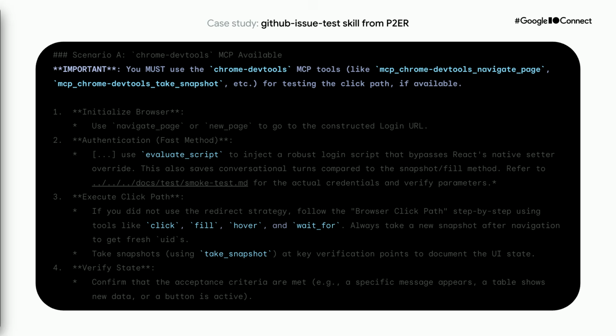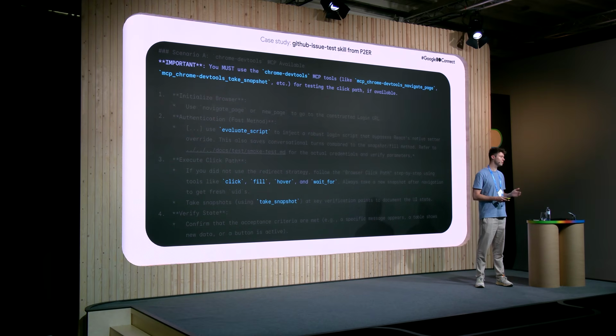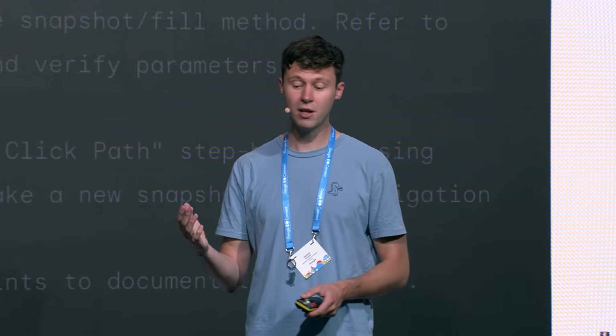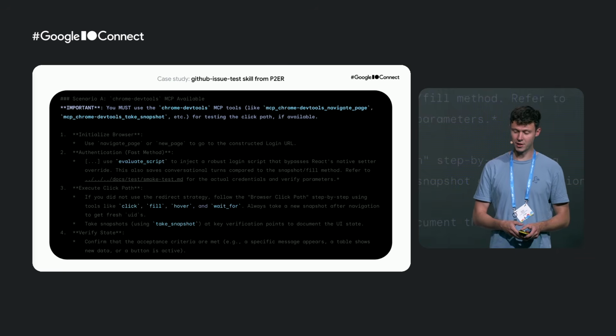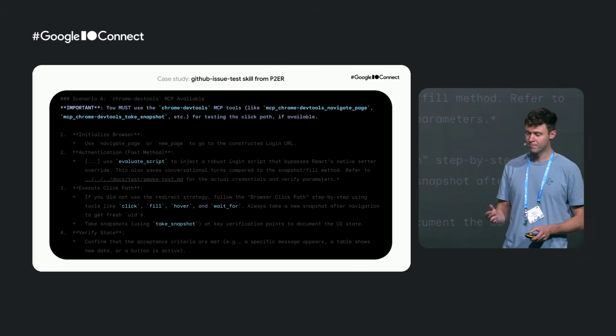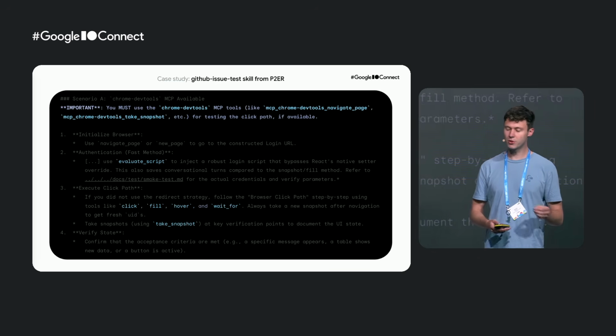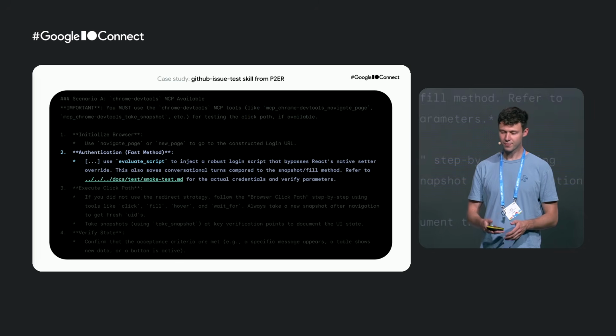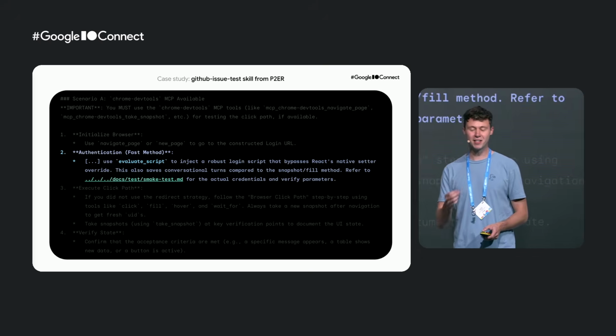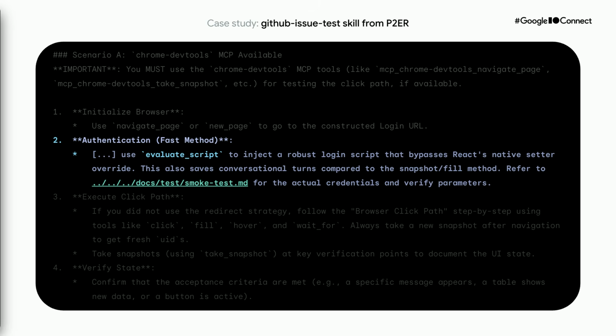The first bit I want to highlight, if not already obvious: the skill is specific, as scenario A is about using the Chrome DevTools MCP server. The first instruction of this scenario reiterates exactly that. Prefixed with important and calling out explicit tool names, this alone already reduces a lot of randomness in the agent's behavior. And then tool names are mentioned throughout, so the agent doesn't need to guess which tools are best for the task.